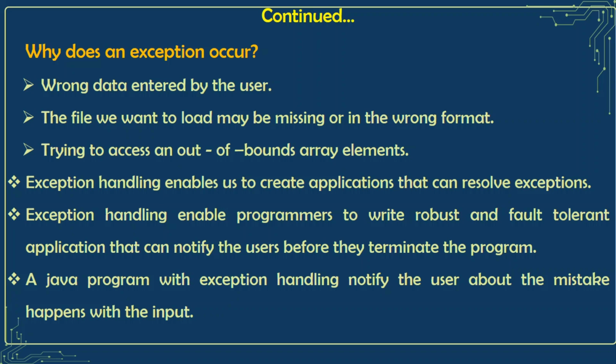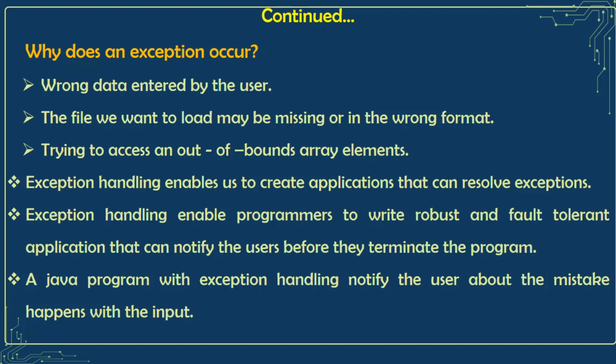Why does an exception occur? What's behind the exception? The first is wrong data entered by the user. We may declare a variable to be an integer, but the user may enter a string or a character, so wrong data has been entered. The file we want to load may be missing or in the wrong format. If we are reading a certain text file, and the existing file does not have the extension .txt, or the file name doesn't match the existing file, an exception will happen.